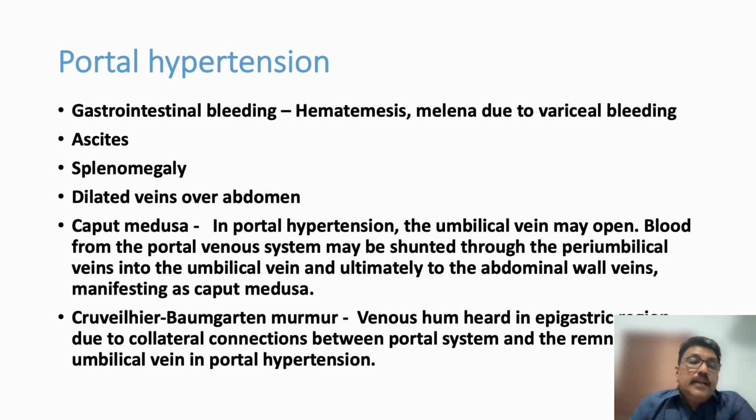On examination, you can see caput medusae. In caput medusae, the umbilical vein and its branches will be dilated. So that can be there in many patients. Cruveilhier-Baumgarten murmur is a venous hum heard around the epigastrium and umbilical area. That also indicates portal hypertension.